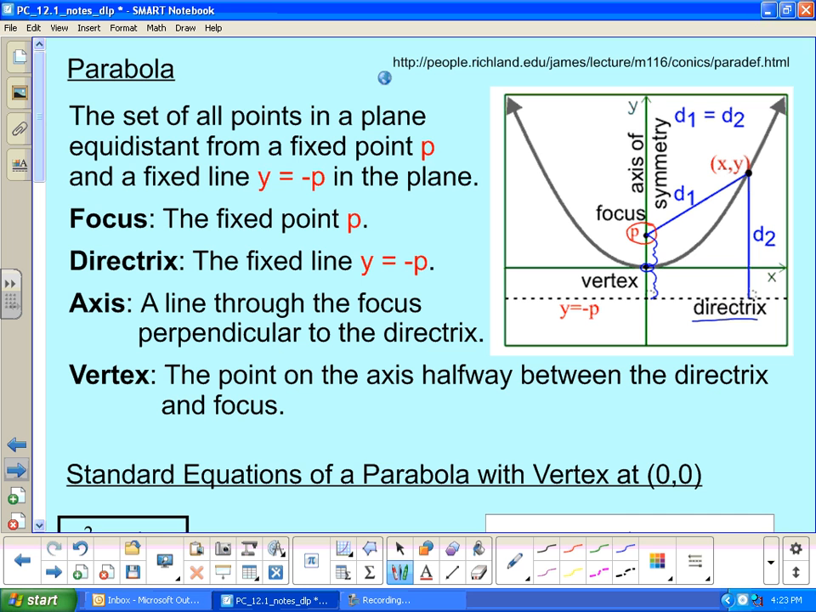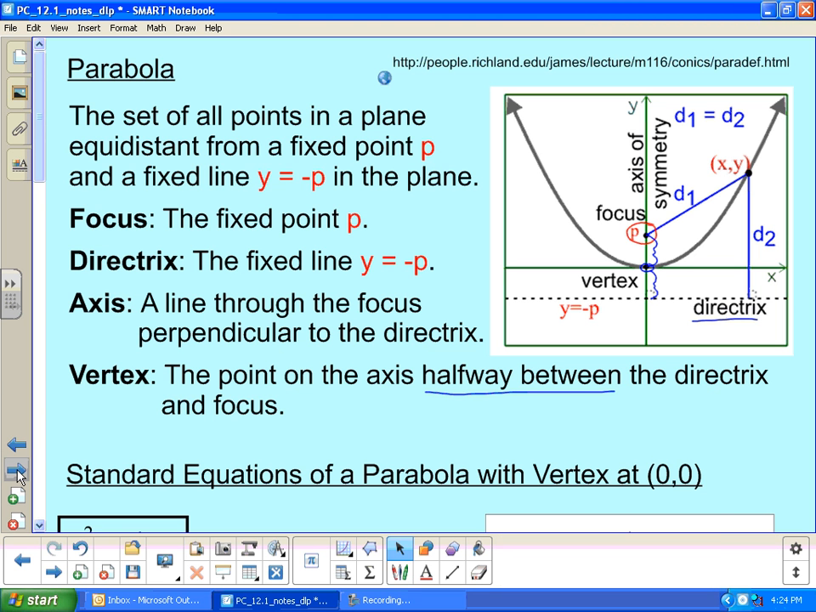The axis is this vertical line in this case that goes and splits our parabola in two equal parts. So it's our symmetry. It's called axis of symmetry, line of symmetry. The vertex, and this is what we just talked about, that equidistant portion. The vertex lies halfway between the directrix and the focus. And again, that's something to keep in mind when we're thinking about equations for this.